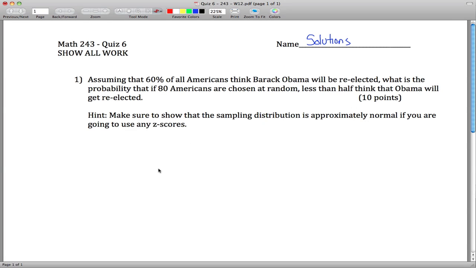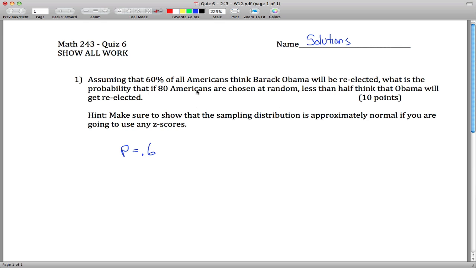Our quiz 6 solution for Math 243. This first question here is the 8.2 question. We assume that 60% of Americans think Barack Obama will get reelected. That is p equals 0.6, or 0.60 if you prefer.